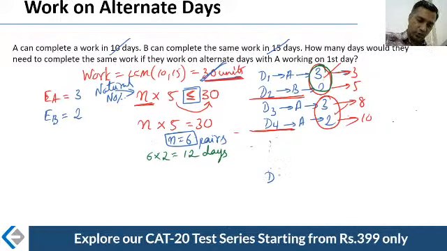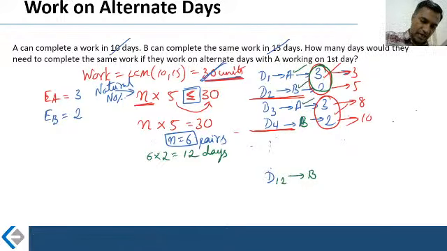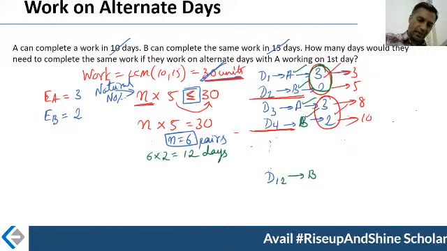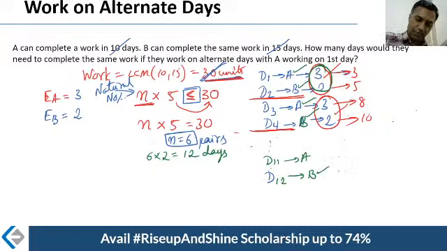Therefore, on the 12th day, B reports to work, because every even day B reports to work. First day A reports, then B reports, A reports, again B reports. Similarly, on day 11 A would have reported, and on day 12 B has reported. He comes back, puts forth his effort of 2 units. Then they realize that the cumulative total work accomplished is 30 units.